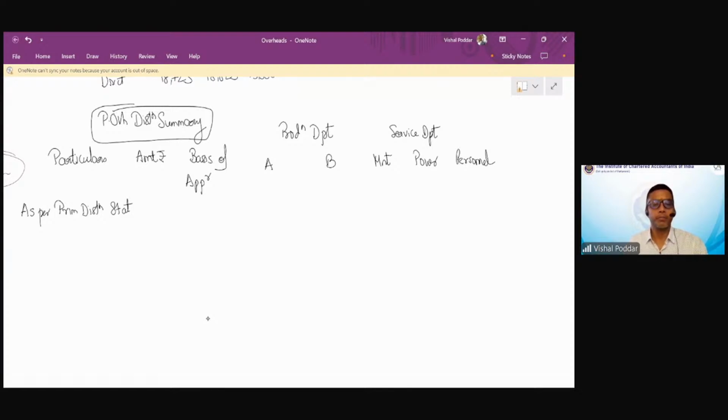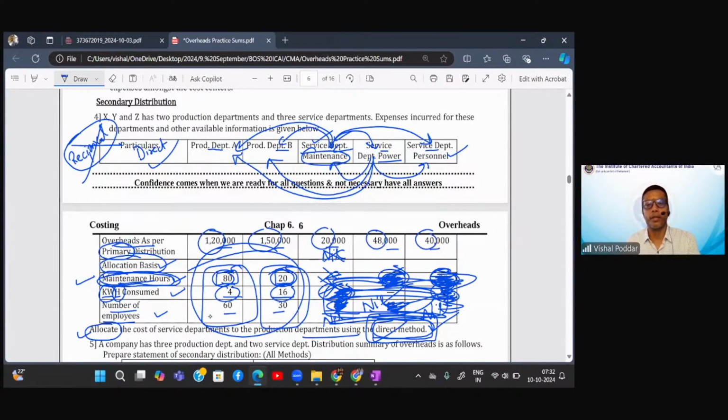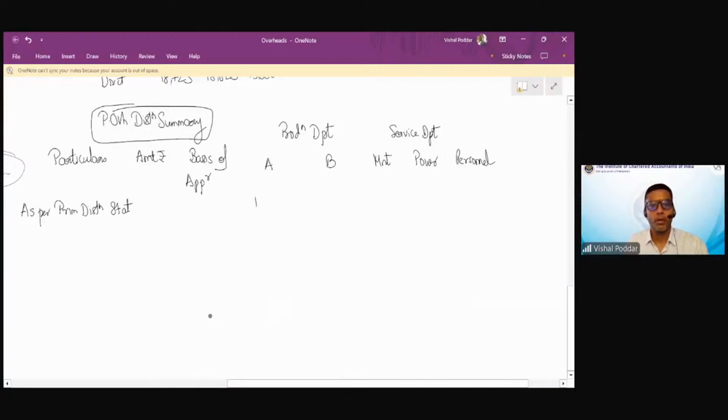So now let me take up the question. I'm doing the distribution statement where I'll first take the figures of primary: 120, 150, 20, 48, 40. Now this figure is already given in the sum. It is as per the primary distribution statement. Now I will start apportioning each department's expense, starting with the maintenance, then with the power, and then personnel.